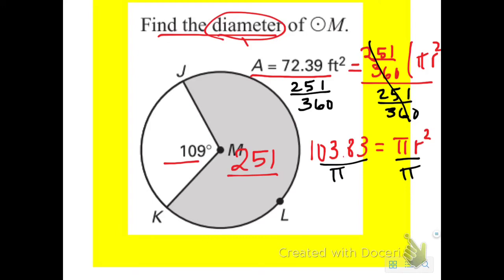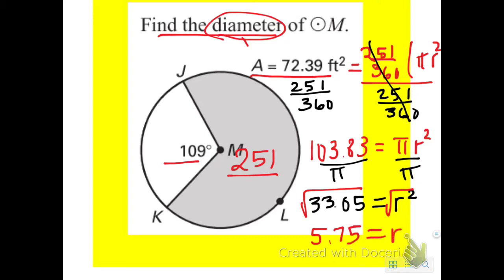So I get my calculator out. I say 103.83 in my numerator, pi in my denominator. So that tells me that I got 33.05. And that equals r squared, which is still not what I want to find. So to keep solving for r, I've got to get rid of the square, so I take the square root. So I hit square root on my calculator, 33.05. That tells me that I get 5.75 for r. But that's still not what I want to look for.